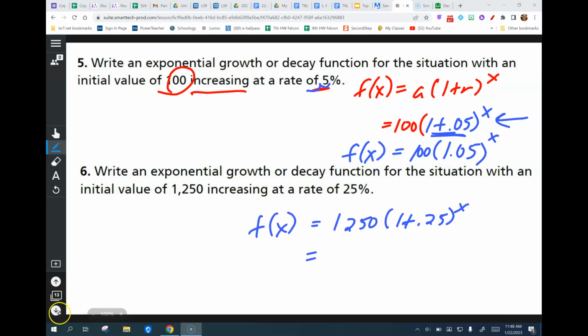Go. So on this one, again, we're increasing, so it's going to be a growth. So I'm going to add, and I'm going to get 1,250 times 1.25 to the x. Go to the next one.